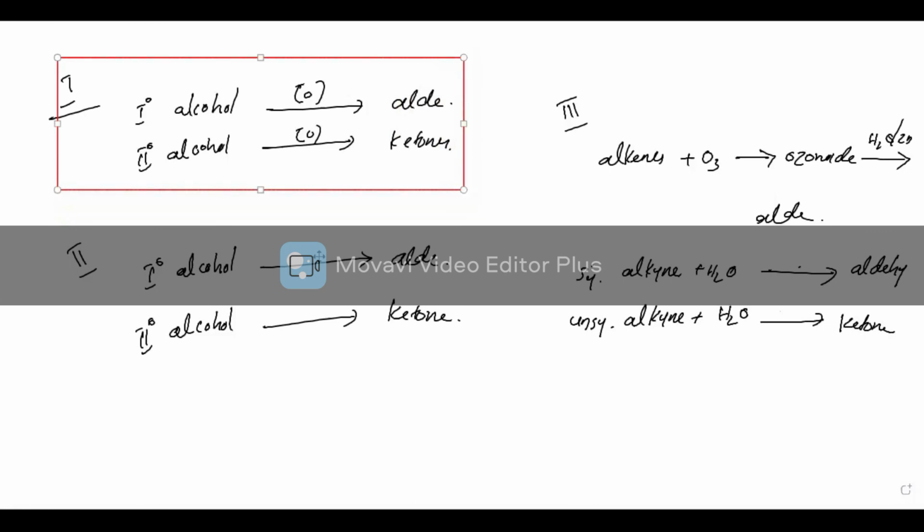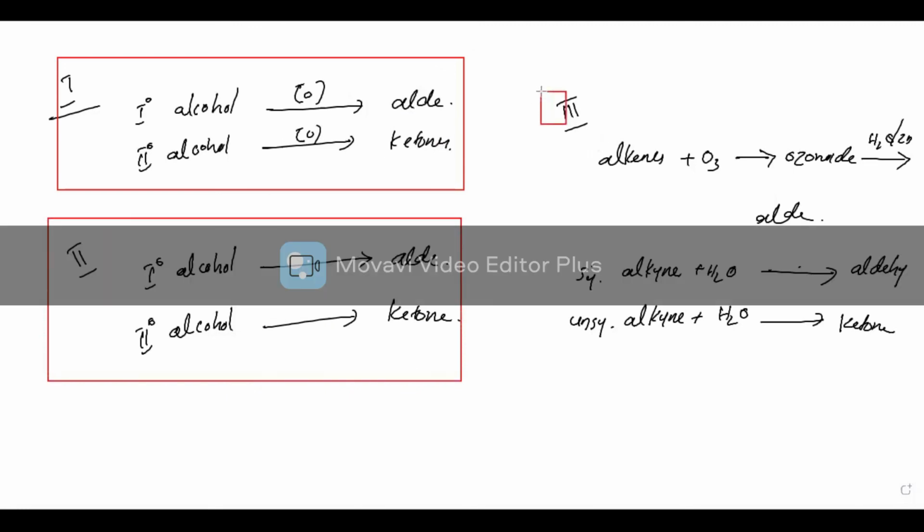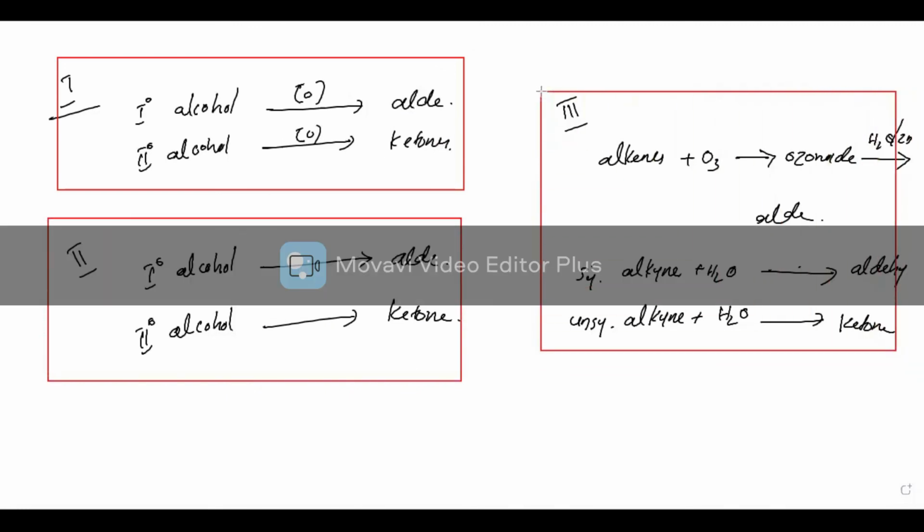So this is from alcohols, this is from the oxidation of the alcohol, this is from the vaporization of alcohol, and this is from the hydrocarbons. Clear?